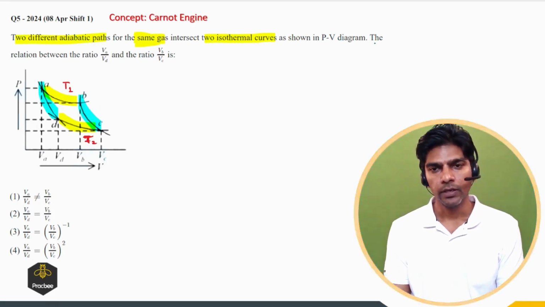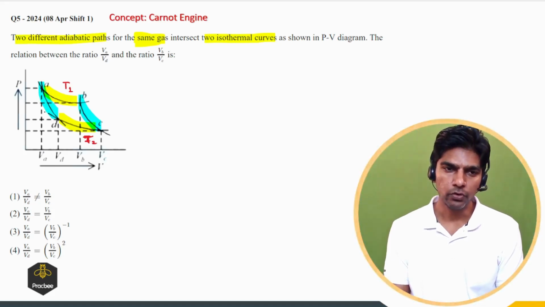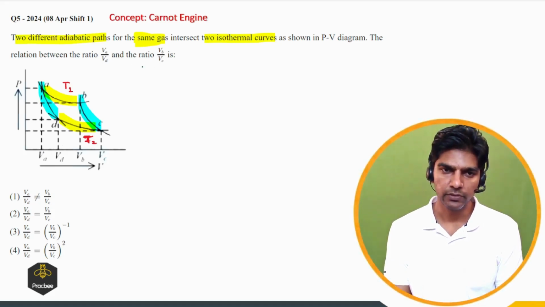Okay. Now the relation between the ratio VA by VD and the ratio VB by VC. VA is the volume at state A, VD is the volume at state D, VB is the volume at state B, and VC is the volume at state C.